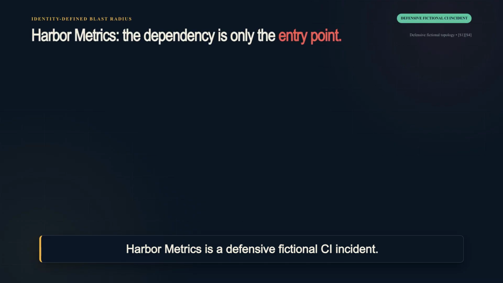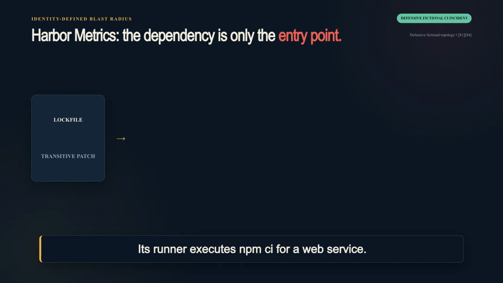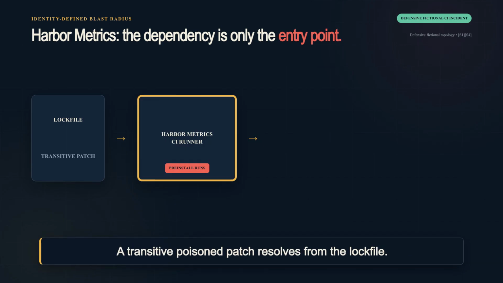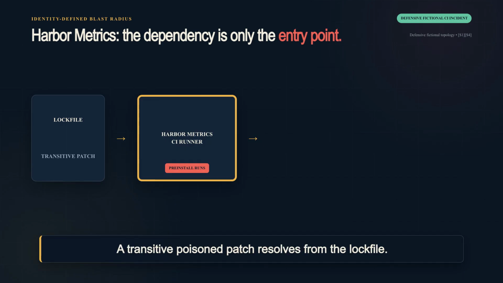Consider Harbor Metrics, a fictional company. Its CI runner executes npm CI for a web service. The runner also holds a reusable npm token that can publish 3 internal packages, a GitHub token, and a cloud deployment secret. A transitive dependency resolves to a poison patch. The application never imports it, yet its install script runs.